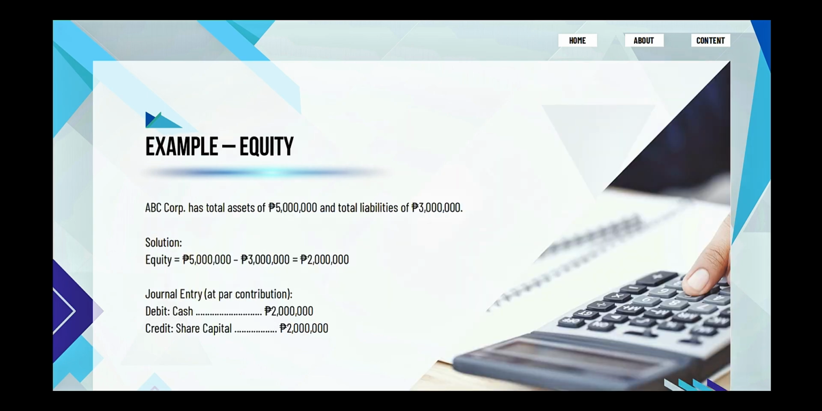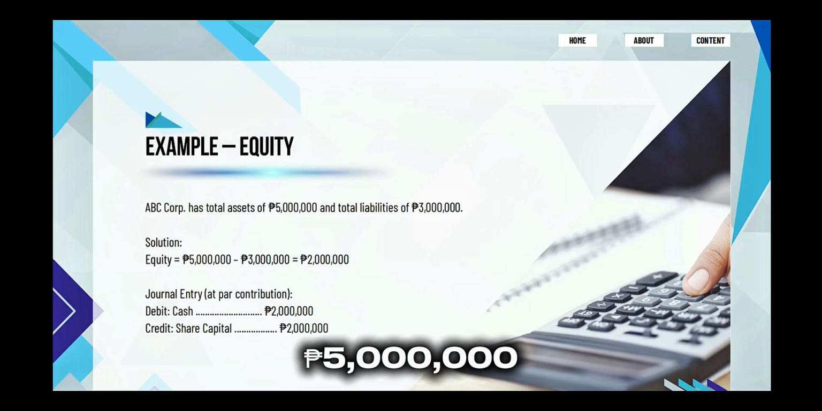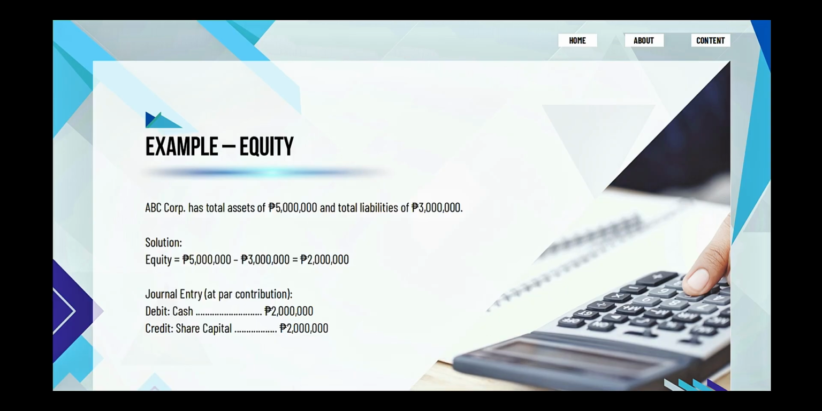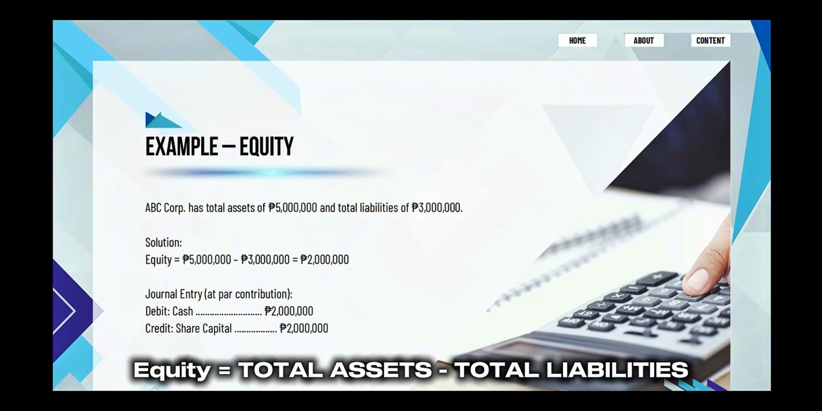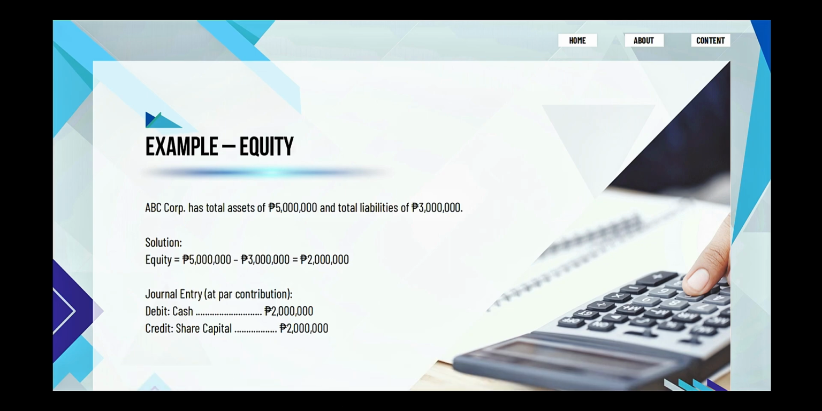Para mas maging simple ang ating discussion, let's try this example. How to get the equity. Now let's read this problem. ABC Corporation has total assets of 5 million pesos and total liabilities of 3 million pesos. As you can see, the solution is very simple. Equity is equal to the total assets, which is 5 million pesos, less the total liabilities, which is the 3 million pesos. And the total will be 2 million pesos, and that is the equity of ABC Corporation.